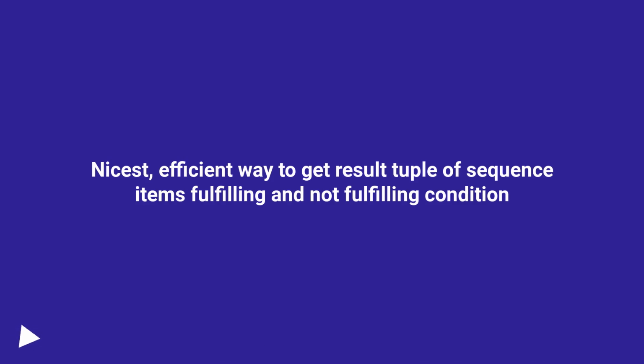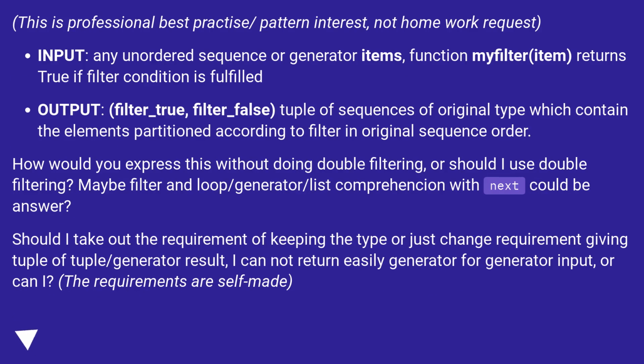Nicest, efficient way to get a result tuple of sequence items fulfilling and not fulfilling a condition. This is a professional best practice / pattern interest, not a homework request. Input: any unordered sequence or generator of items.